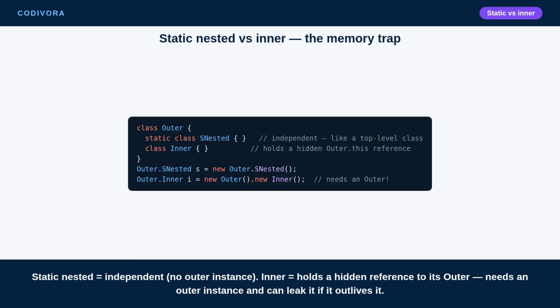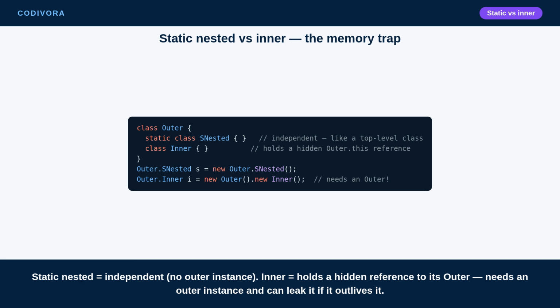Static nested versus inner is the distinction that matters most. A static nested class has no connection to an outer instance. It's basically a top-level class that happens to live inside another for organization, and you create it directly. A non-static inner class holds a hidden, implicit reference to its outer instance, so you can't even create one without an outer object. Note the odd new syntax.